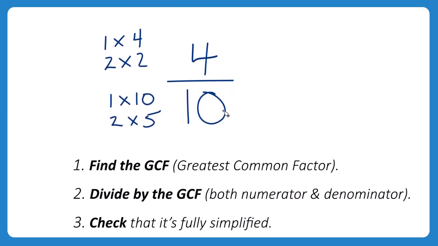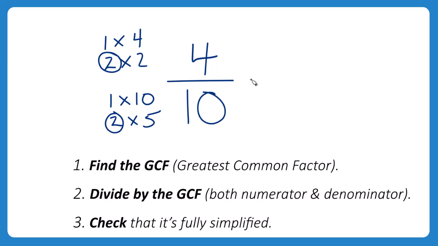So I'm looking for the greatest common factor that goes into both 4 and 10. So 1 goes into 4 and 1 goes into 10. Pretty nice. 2 goes into 4 and 2 goes into 10. And that's the greatest number that goes into 4 and 10. There's no numbers greater than 2 that go into the numerator and denominator. So now we just divide both the numerator and denominator by that GCF.